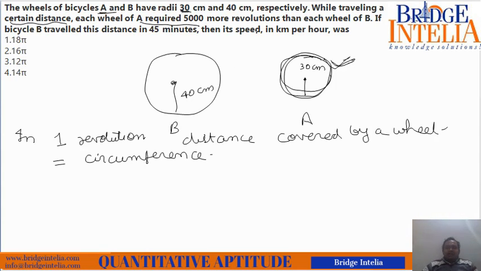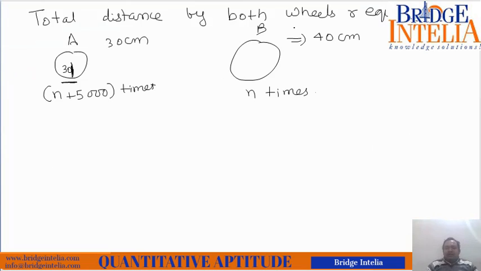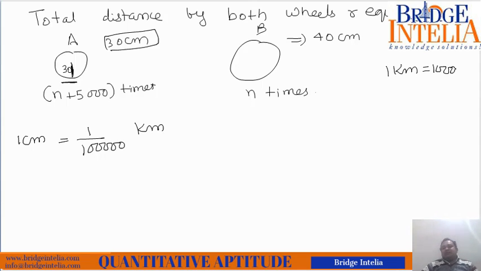We have to find the speed in kilometers per hour. So it's better if you convert centimeter into kilometer. So 1 centimeter is equal to 1 by 1 lakh of a kilometer. Why? Because 1 kilometer is equal to 1,000 meters and 1 meter is equal to 100 centimeters. So you can say that 1 kilometer is equal to 1 lakh centimeter. Therefore, 1 centimeter is equal to 1 upon 1 lakh kilometer. So let's convert 30 centimeter and 40 centimeter into kilometers.